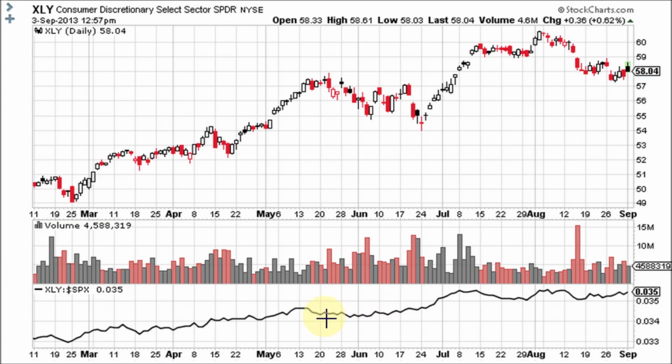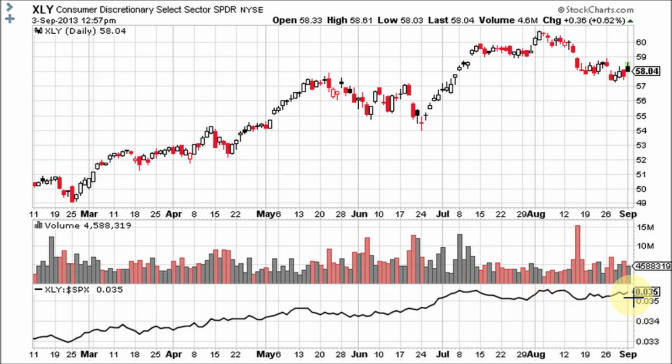It's basically running flat with it here. And when price relative goes up, that means whatever ticker you have here is outperforming the S&P 500. When the line of price relative goes down, that means that XLY is underperforming the S&P 500.